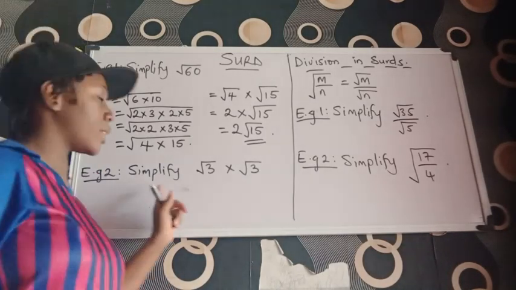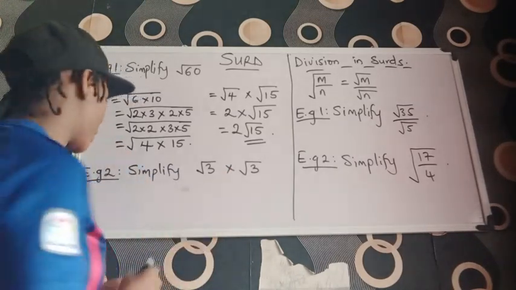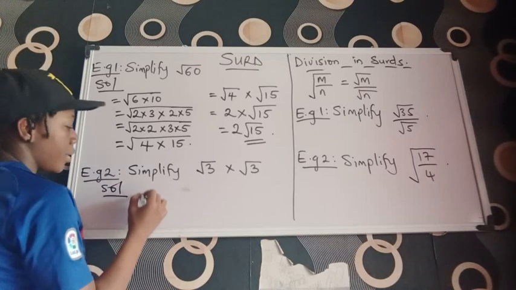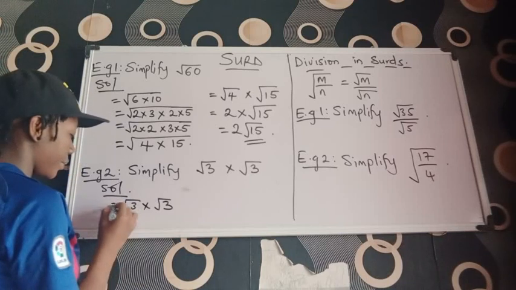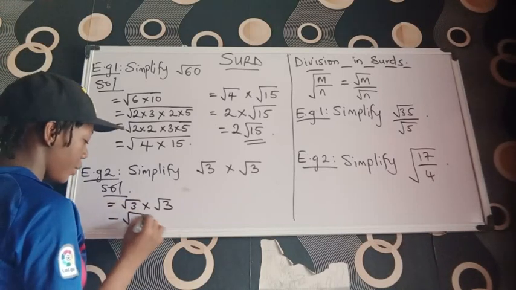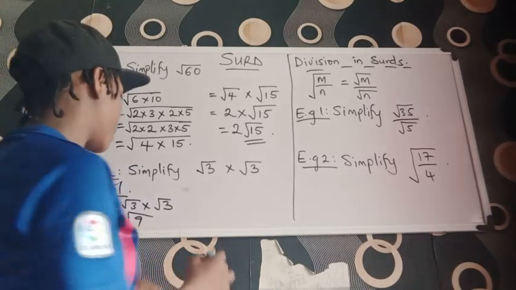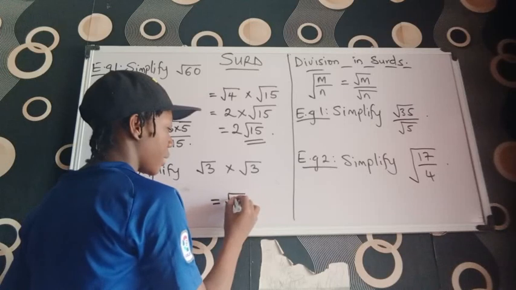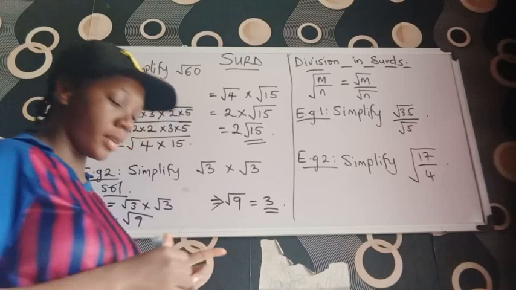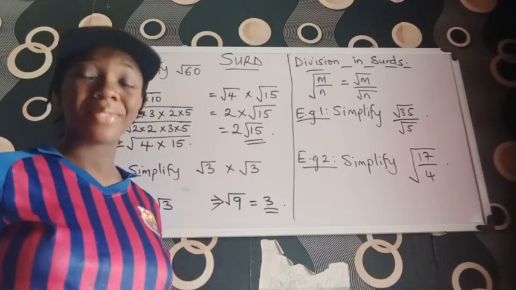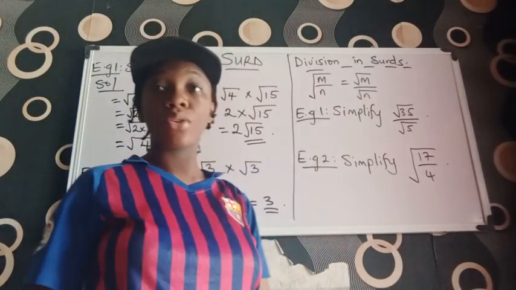Now the second example, simplify root 3 times root 3. This is the easiest, very easy. So first thing you do, solution, you say root 3 times root 3. That will give us what? Root 9. Isn't that so? And what is root 9? Root 9 is 3. And that's our answer. Simple. Very simple.